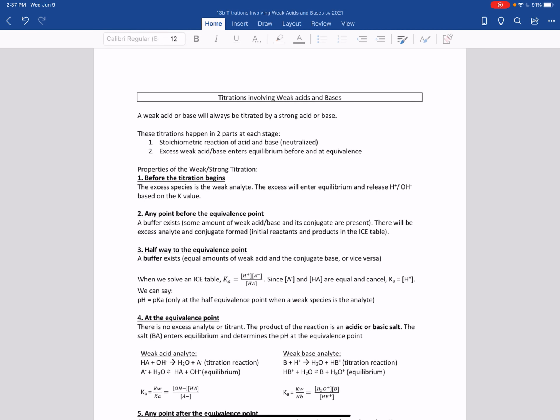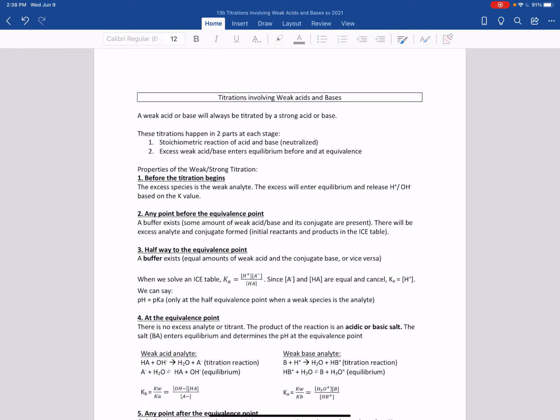Hey there, grade 12s. We will be reviewing the calculations associated with a weak acid and strong base titration. These also follow the pattern for a weak base and strong acid, just in the opposite direction. Anywhere we calculate pH would be pOH, which can then be converted.